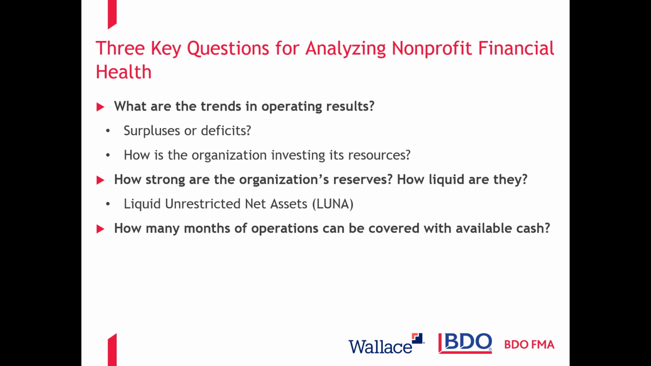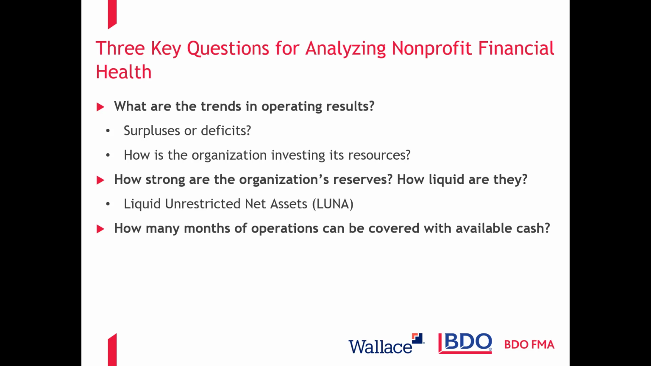LUNA is essentially your organization's operating reserves, which are funds available for purposes such as supplying working capital, guarding against economic downturns, and pursuing new opportunities. In terms of what you want to have available for LUNA to be considered financially healthy, the benchmark most commonly cited is enough LUNA to cover somewhere between 3 and 6 months of operating expenses. And our tool is going to help you calculate this.